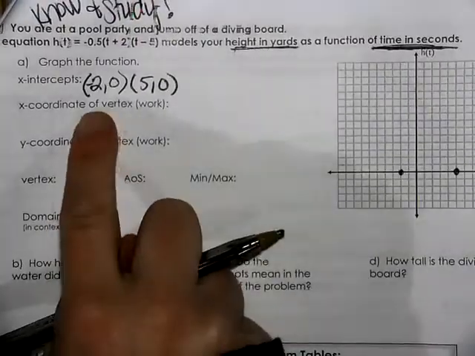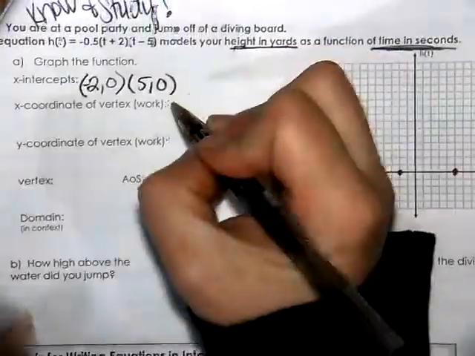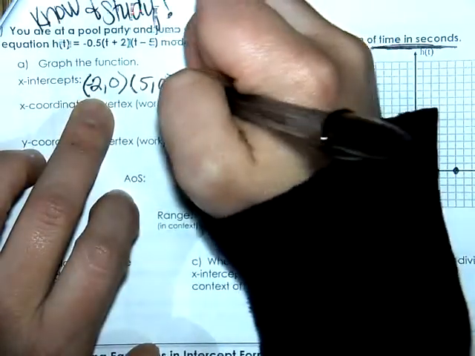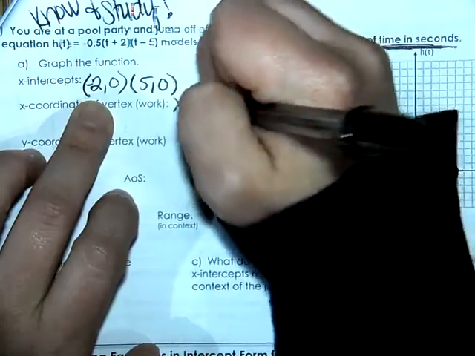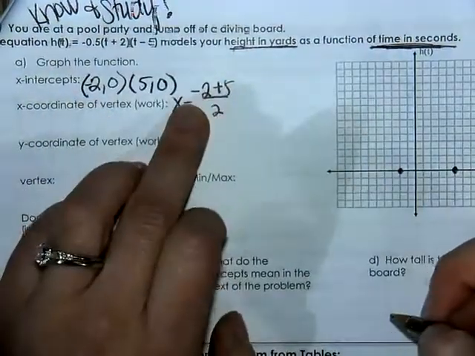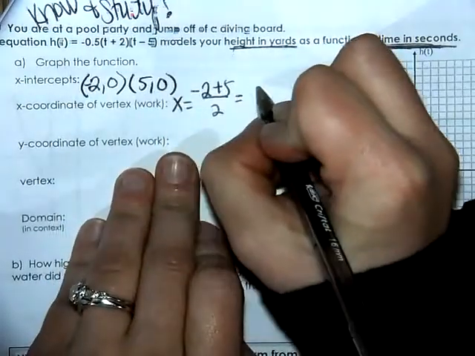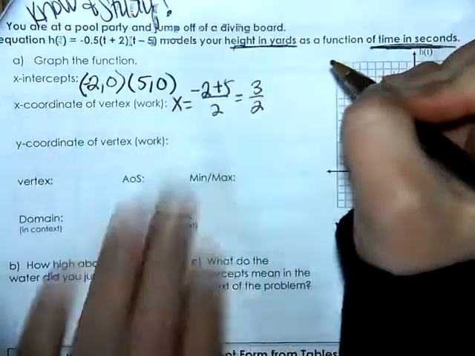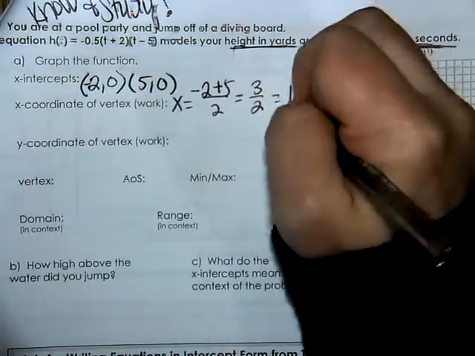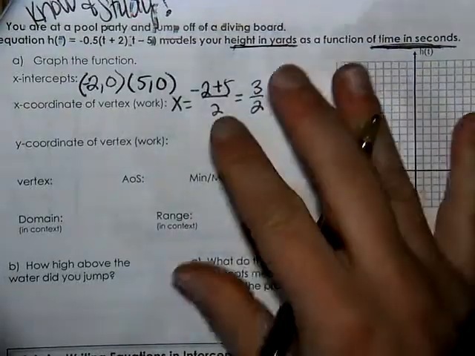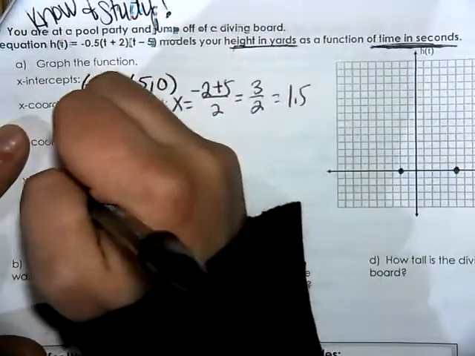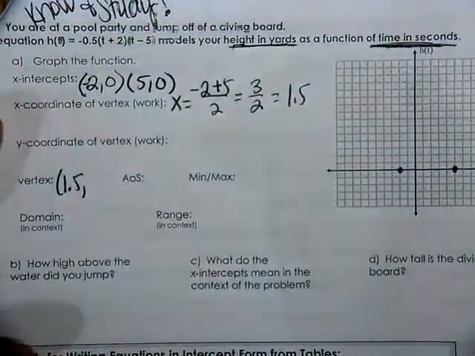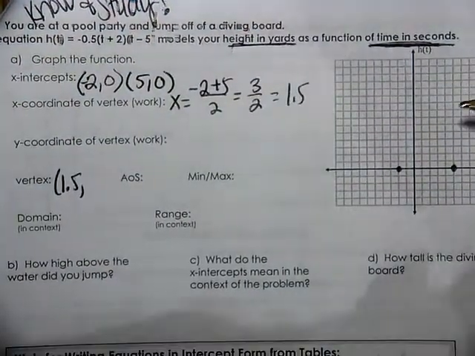Next, I need to identify the x-coordinate of the vertex, and that is going to be at x equals the average of my x-intercepts. So (-2 + 5) divided by 2. Negative 2 plus 5 is 3, and 3 over 2 you can write as 3/2, or you can write it as 1.5. Typically 1.5 is a lot easier to graph, so you're welcome to use that number. But if you want to work with the fraction, that's fine too.